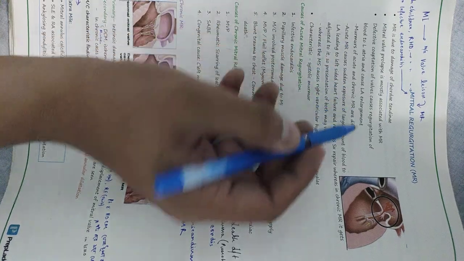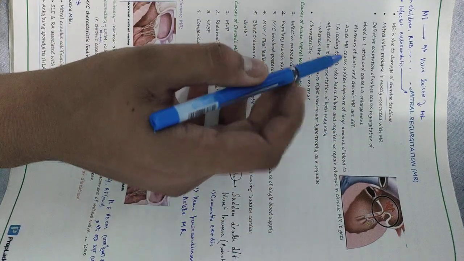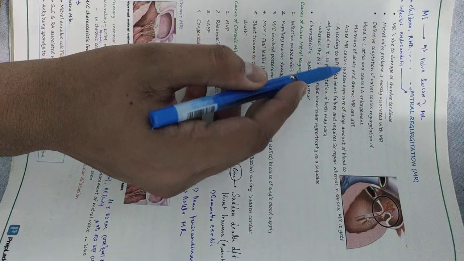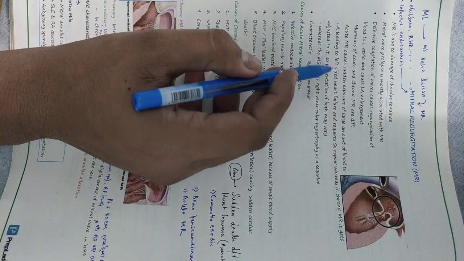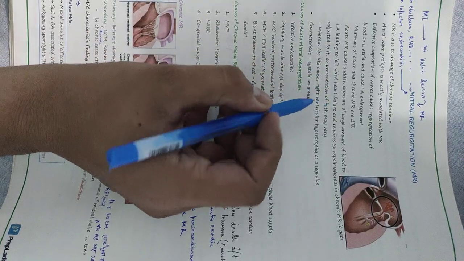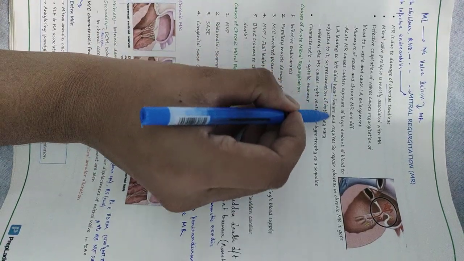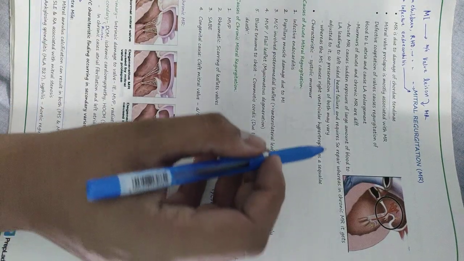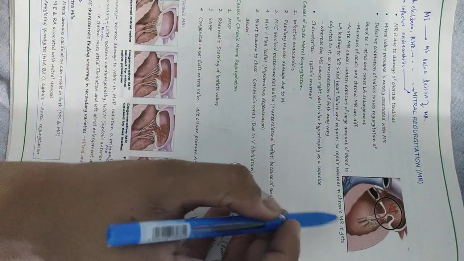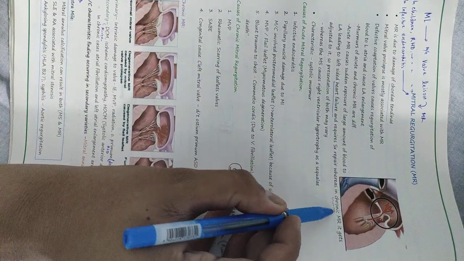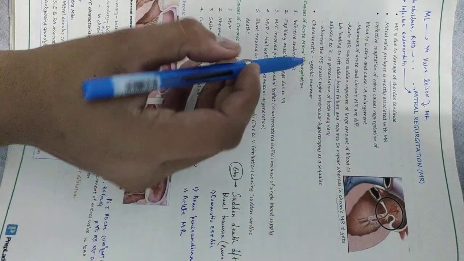Murmurs of acute and chronic mitral regurgitation are different. In acute mitral regurgitation, sudden exposure of a large amount of blood to left atria leads to left-sided heart failure and requires surgery. But the chronic one is adjusted, so presentation varies.